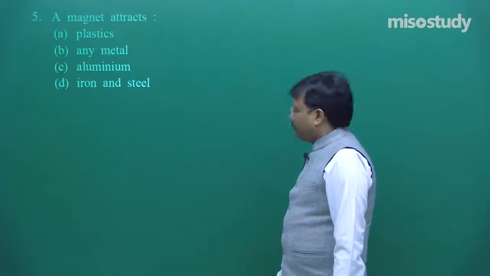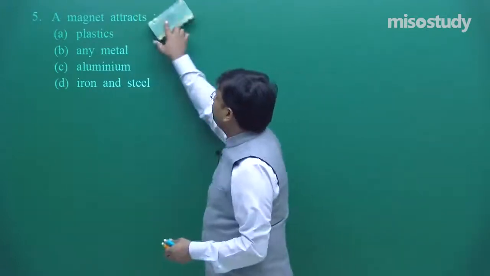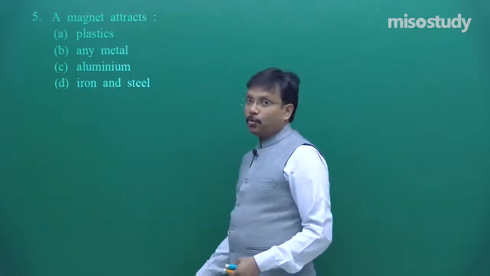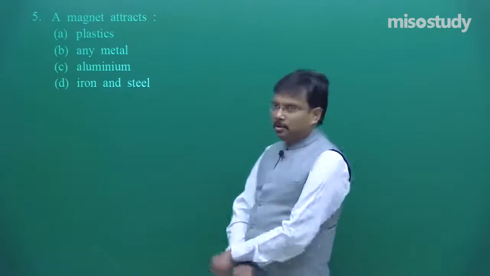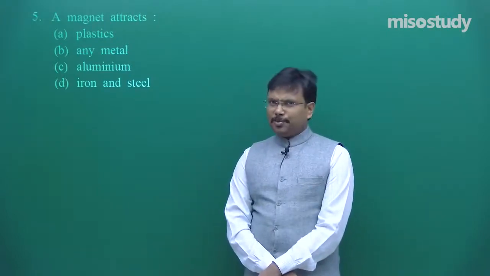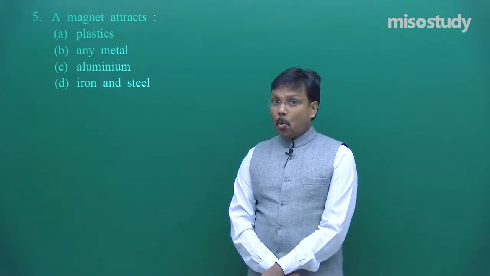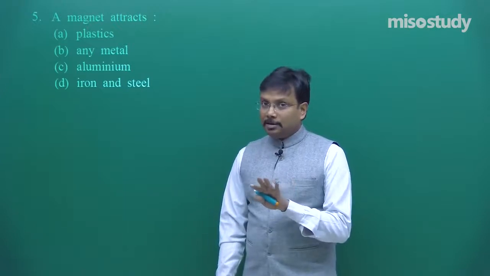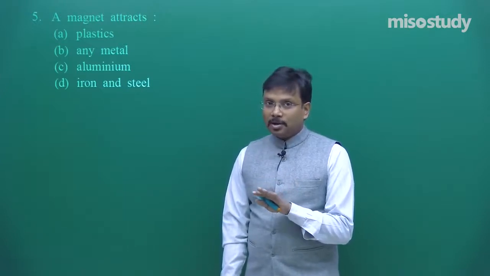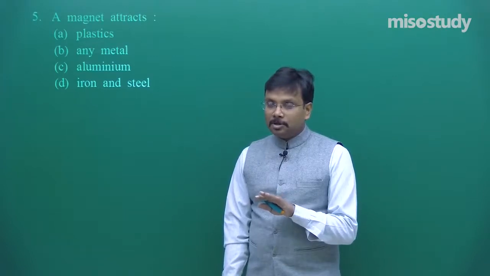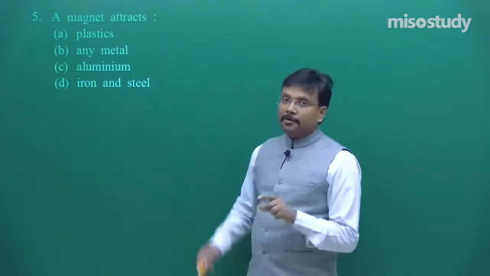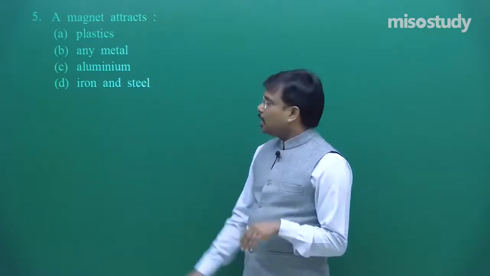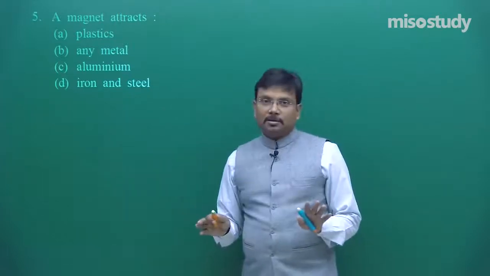Then comes question number 5. A magnet attracts which material? Is it possible for plastic to be attracted by the magnet? The answer is a big no. Not any metal: copper, gold, silver, aluminum, zinc, a magnet will not attract. Only iron and steel.